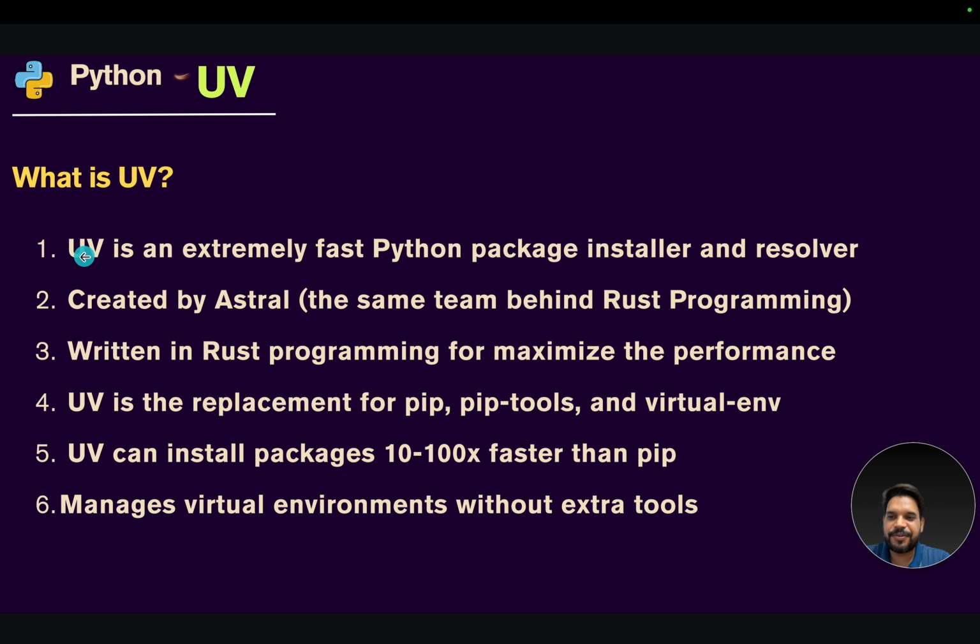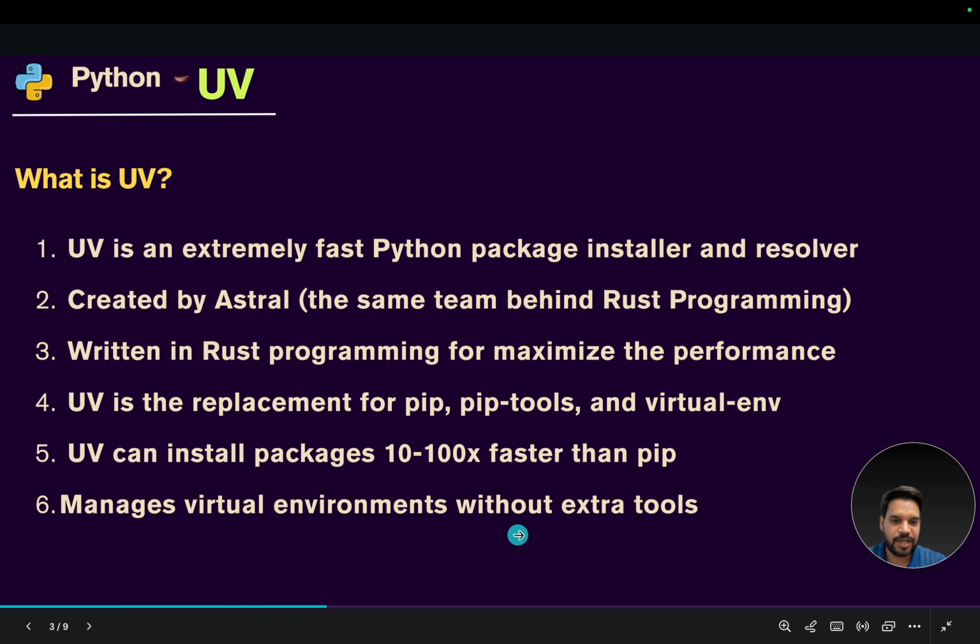So guys, the very first point here: UV is an extremely fast Python package installer and resolver. It is created by the Astral team, okay, the same team which created the Rust programming, and it is written in the Rust programming language to maximize performance. All right, and here guys, the very important part: UV is a complete replacement of pip tools and the virtual environment. So UV can install packages 10 to 100x faster than pip, okay, and you can easily manage the virtual environment without an extra tool.